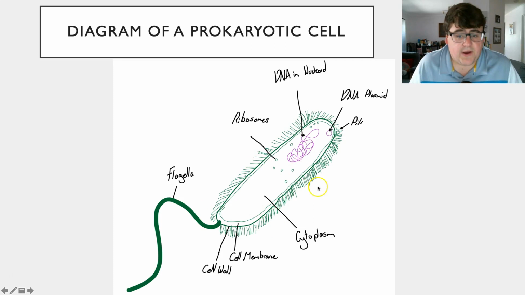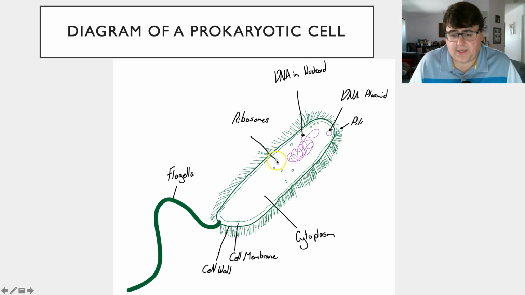We have a little bit of a diagram of a prokaryotic cell here. We can see our flagella, which is our thin whip-like structure. We've got our pili on the outsides used for adhesion. We've got the cytoplasm inside the cell. We've got the cell membrane on the inside of the cell wall. We've got our cell wall, which has been drawn a little bit thicker to represent the outside cell wall there.